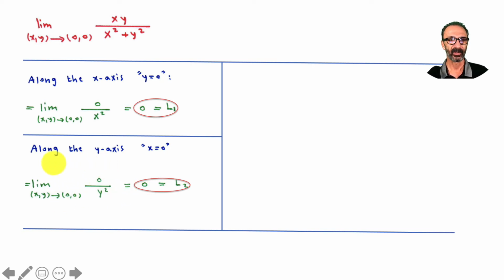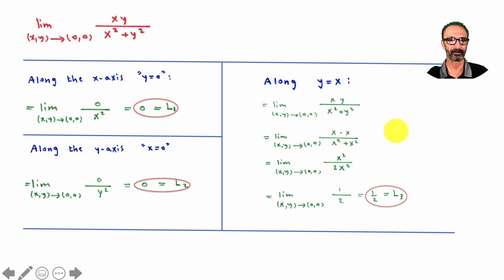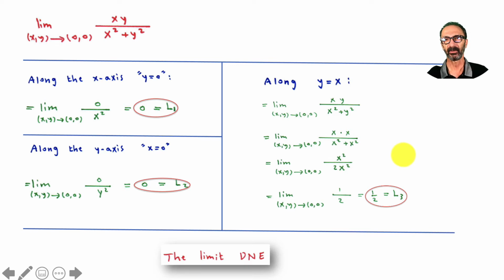Now, let's go along y equals x, like a 45 degree line in the first quadrant, approaching the origin. Let's see what's going to happen. You could replace y with x. So it's x to the second over 2x to the second, which reduces to half. There is nothing here to apply a limit to, so it's going to stay half, which is different than zero. So the limit does not exist.